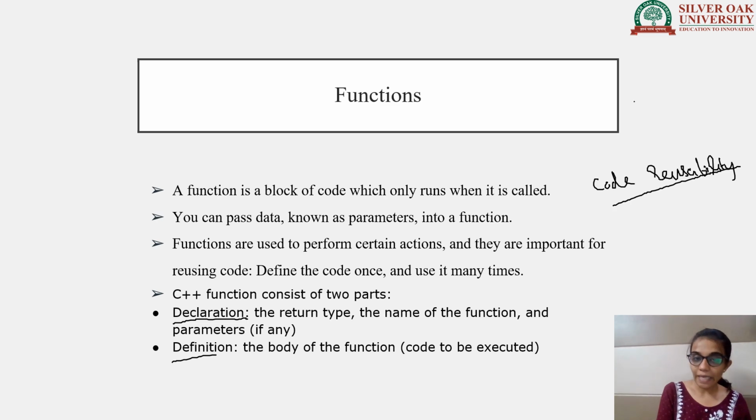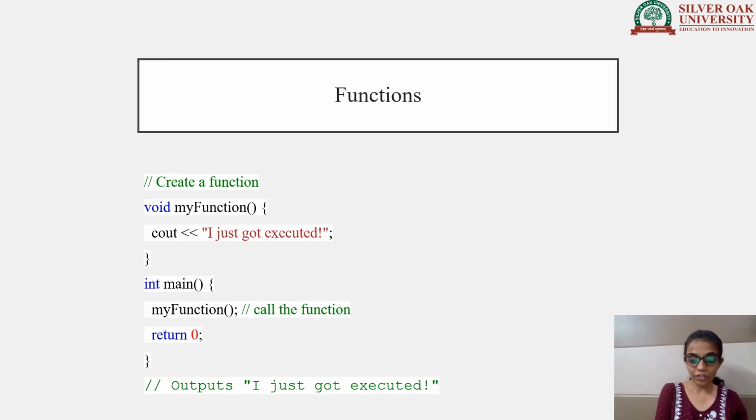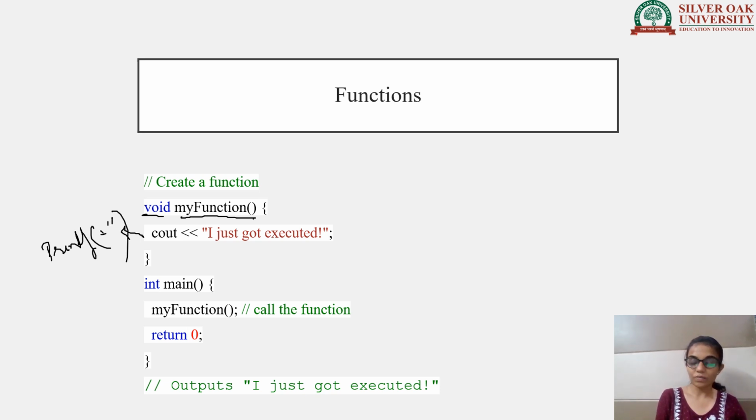How to declare or create a function? This is an example of a function. As I told you, first I have to write the return type, then the name of my function, then the brackets and the curly braces. Cout is similar to giving the output; it is known as printf in the C language. You must have seen the printf part. Then it is called. So that is how my function is created.